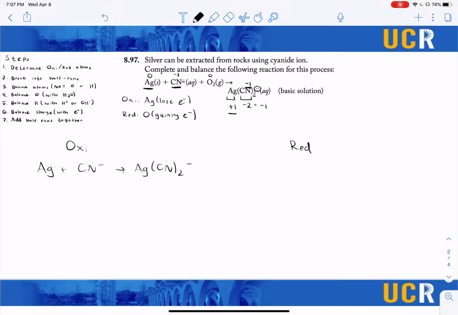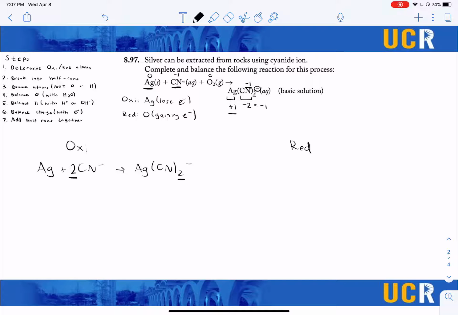So first, according to the steps on the left, which we're going to follow, we're going to balance the atoms that are not hydrogen or oxygen. You can see on the left side we have 2 CN, so we want 2 CN on the right side too, to balance out. Awesome, and then the silver's already balanced. Okay, now there's no need to balance any hydrogens or oxygens because there's none in there.